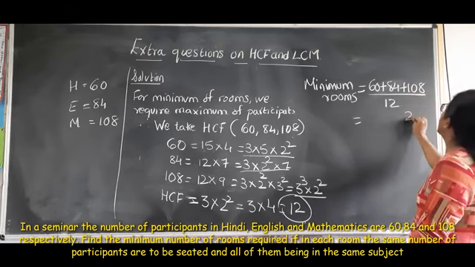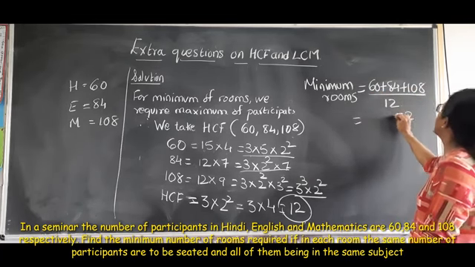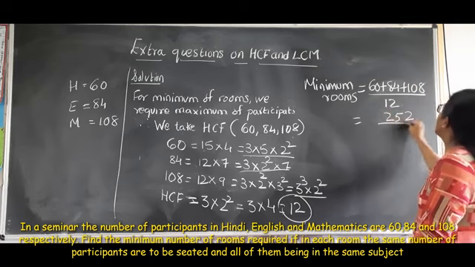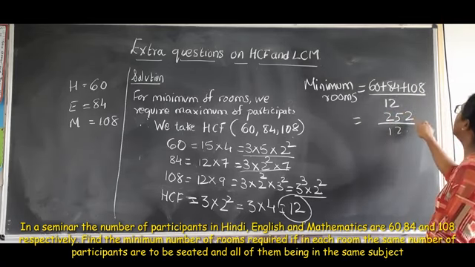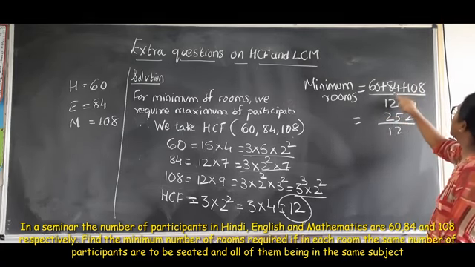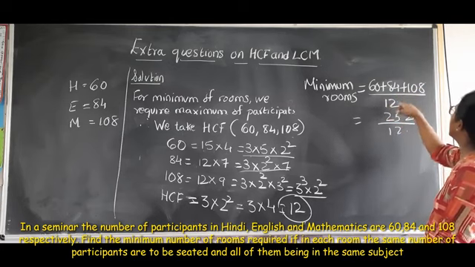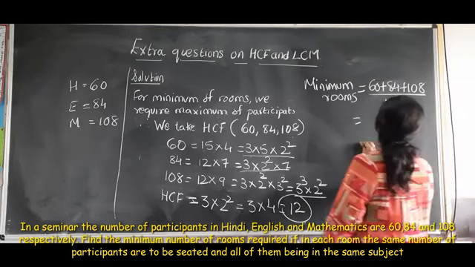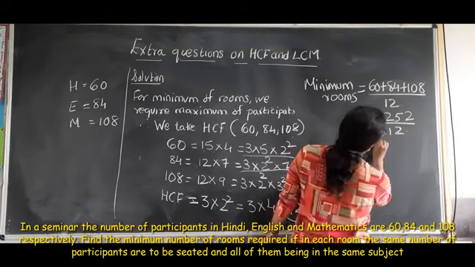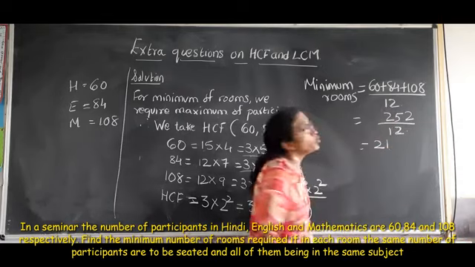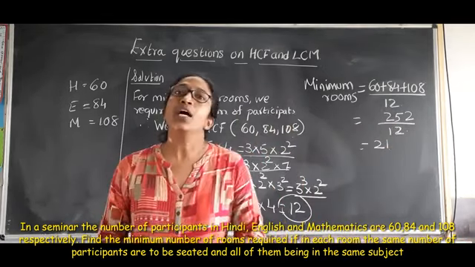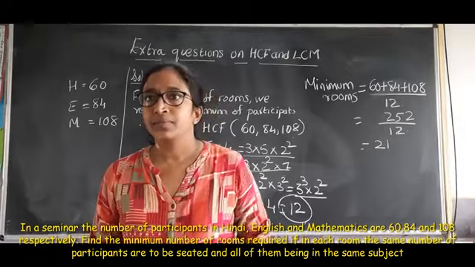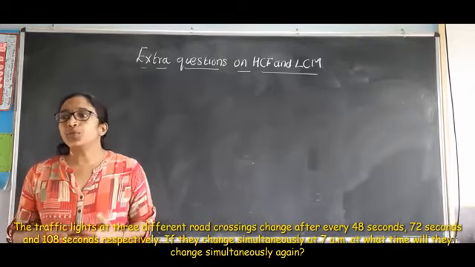So 12, here 9, 15, correct? Let me just check. 1, 9, 15. Okay, correct. So let's divide it. 12 gives out 24. So minimum number of rooms required is 21. Correct? So let's go to the next question.